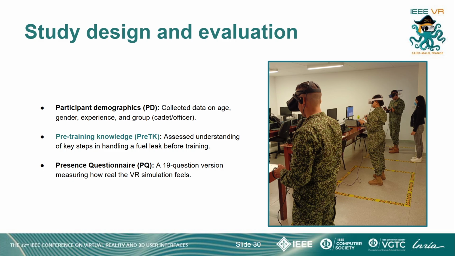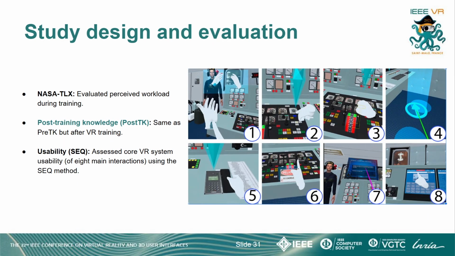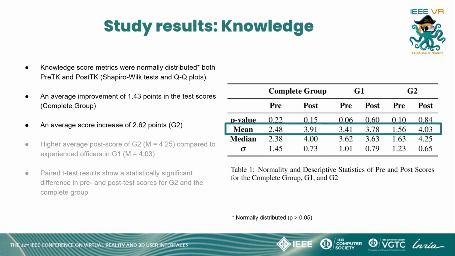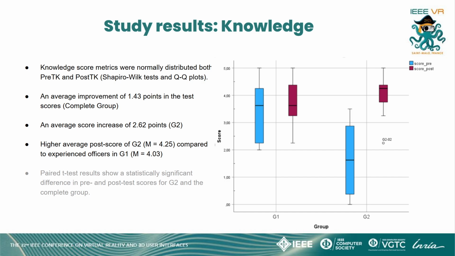To achieve this, training performance was assessed using 6 questionnaires: participant demographics, pre-training knowledge, presence questionnaire, workload questionnaire, post-training knowledge, and usability questionnaire. According to the Shapiro test and QQ plots, knowledge score metrics follow a normal distribution in both pre and post test. Descriptive statistics also show an average improvement of 1.42 in the overall group. It is important to highlight that Group 2 showed a greater improvement, with an increase of 2.62 points and a higher post score of 4.25 compared to experienced officers in Group 1.